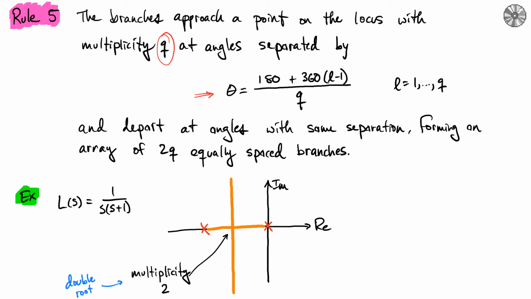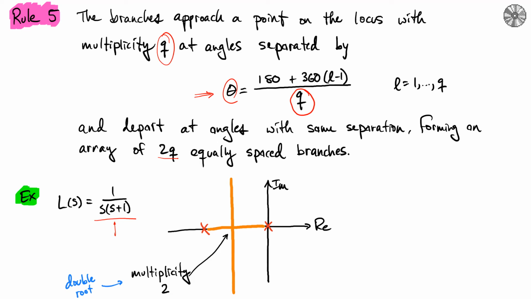This should look familiar. We've seen this exact formula before, but now instead of n minus m in the denominator, we have this quantity q, which is the multiplicity. They come together and depart at the same angles, given by this theta. So there's going to be essentially 2q, because there are q incoming branches and q outgoing branches. Let's look at a different example, because our other example doesn't include this: 1 over s times s plus 1. We saw this actually earlier in the previous video.